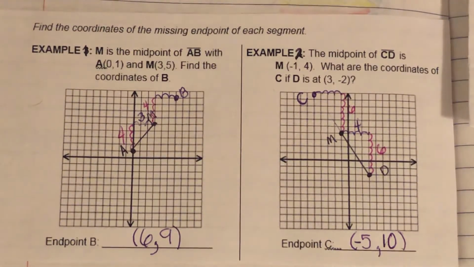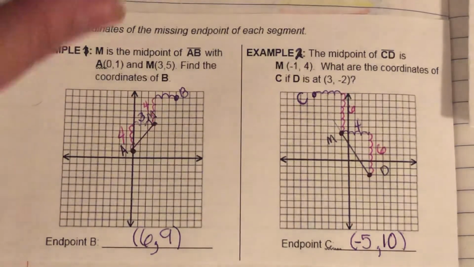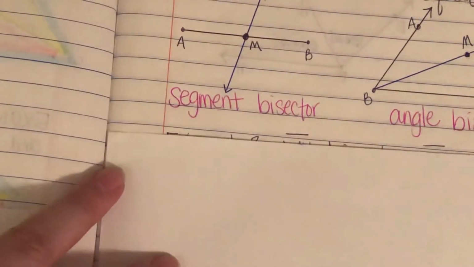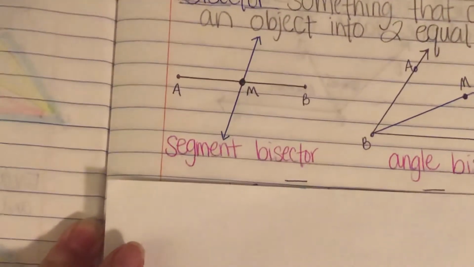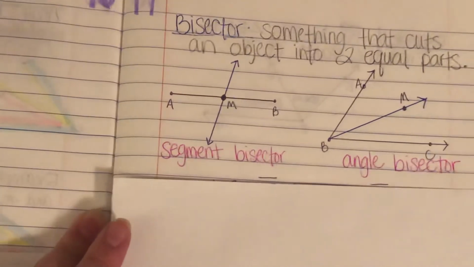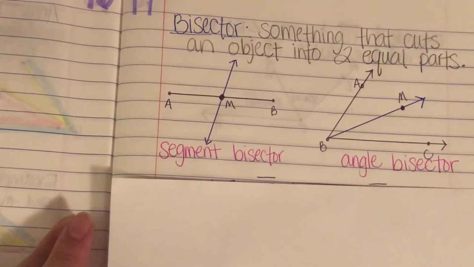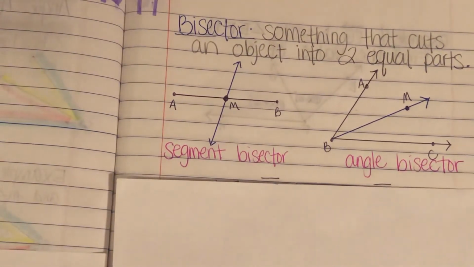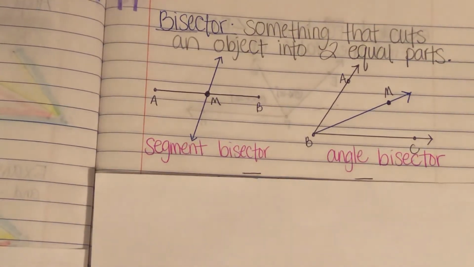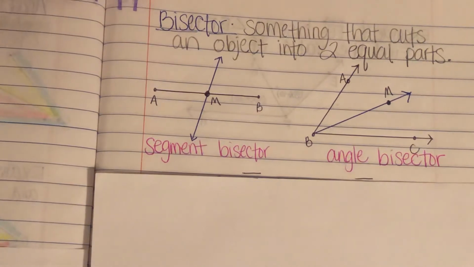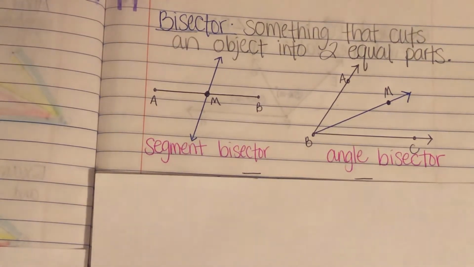All right, so that finishes up our midpoint, but the other part of our lesson today is bisectors. So let's talk about bisectors. Here we go. A bisector is something that cuts an object into two equal parts. I can have two types of bisectors. The main two types that we will talk about are the segment bisector and the angle bisector.